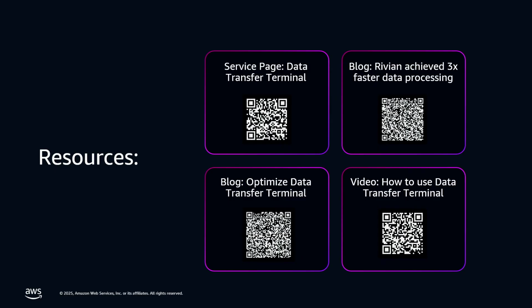Now these are some resources that we'd like to leave you with. Feel free to get your phones out. The first is the service page for Data Transfer Terminal. The next is a blog post from Rivian about how they increased their data ingestion 3 times faster using Data Transfer Terminal. The next is a blog post on how to optimize. So there is some hardware, as Hemant showed, involved with using Data Transfer Terminal, and this blog post here on the lower left has some tips and tricks on how to optimize the performance.